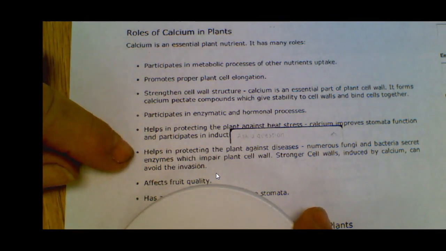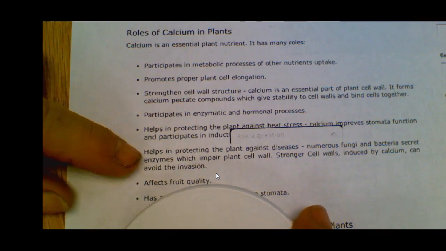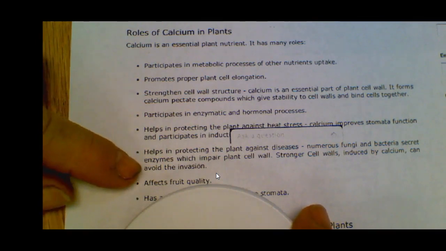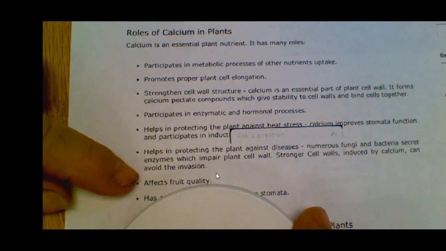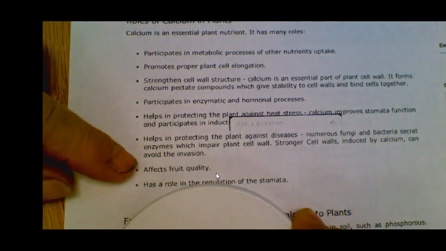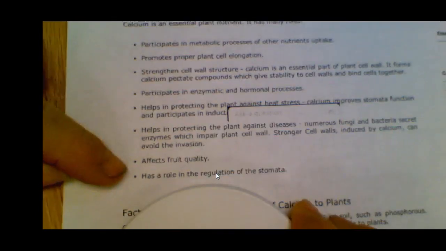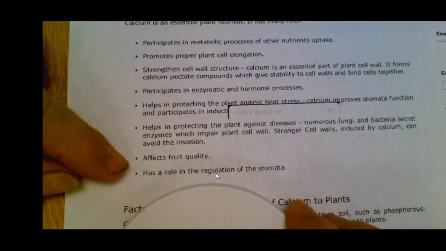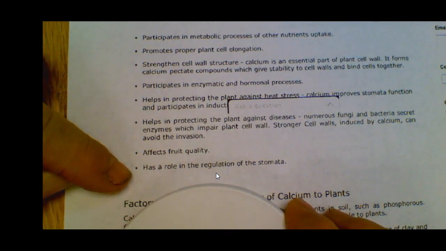Okay, it helps in protecting the plant against disease, simply because there's a lot of fungi and bacteria that will secrete enzymes that can impair the cell wall. So the stronger the cell walls induced by calcium, the more it can avoid invasion by other diseases. It affects fruit quality, and it actually has a role in the regulation of stomata along with the potassium in the stomata.